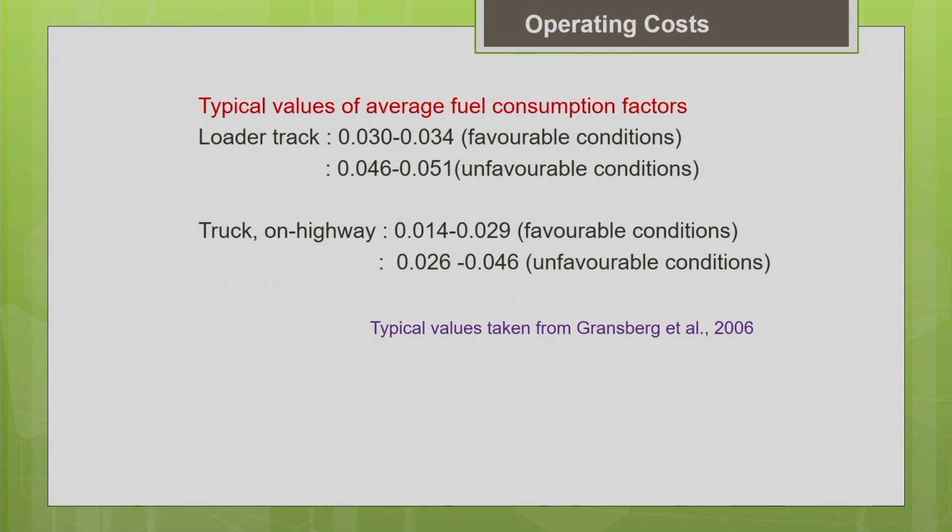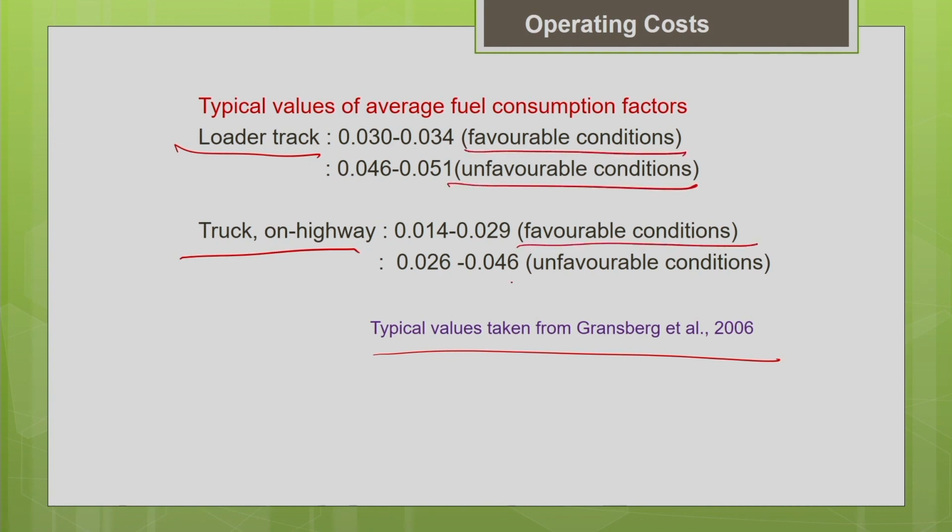These are typical values of average fuel consumption factors taken from the textbook by Gransburg et al. It is given in the reference. He has given these fuel consumption factors for different types of equipment for different working conditions: favorable, average, unfavorable. I am just showing you only some sample values. One thing you can see is that the fuel consumption varies depending upon the type of equipment. For a truck and a loader, the fuel consumption is relatively more for the loader. The track mounted loader consumes more fuel when compared to the highway trucks. It depends upon the nature of the job. It is doing a tougher job, so its fuel consumption will be more.